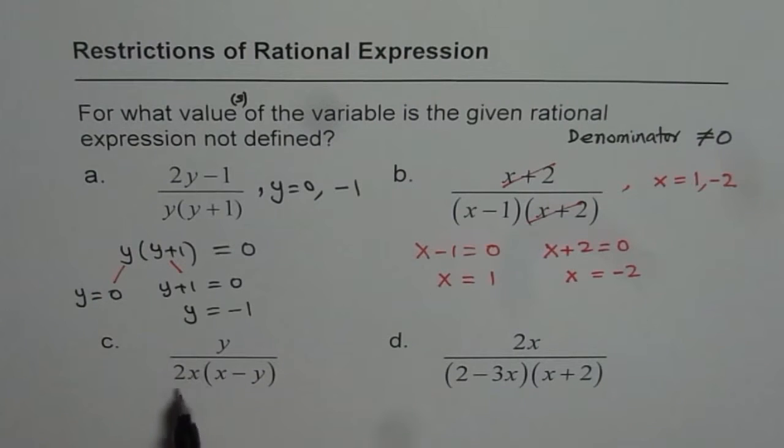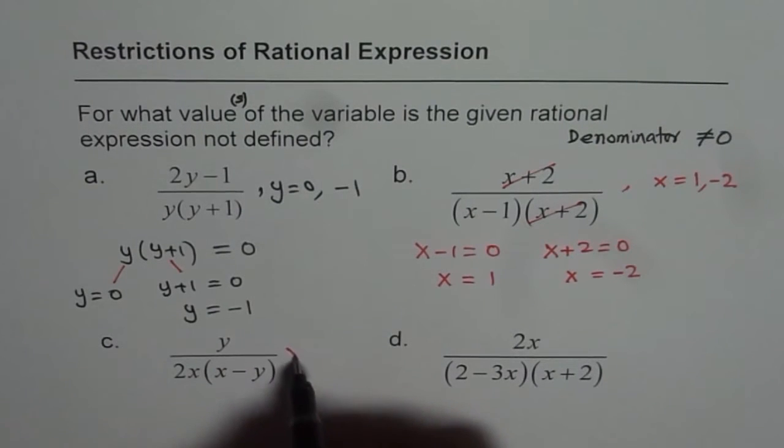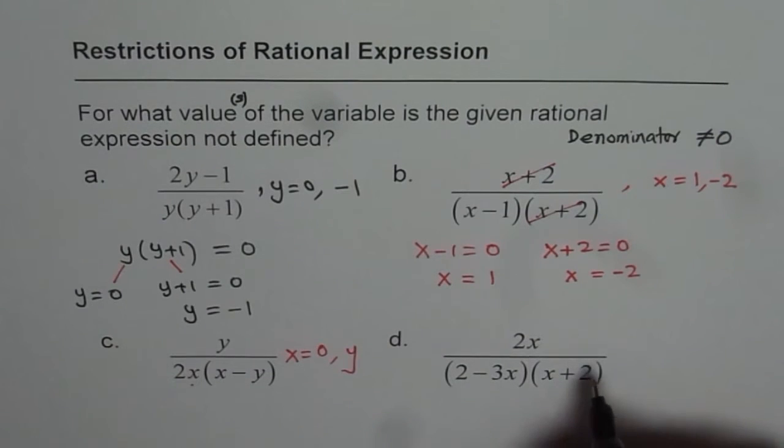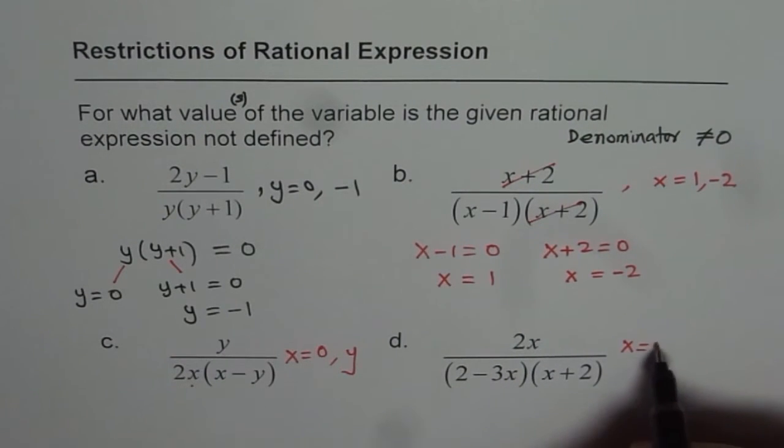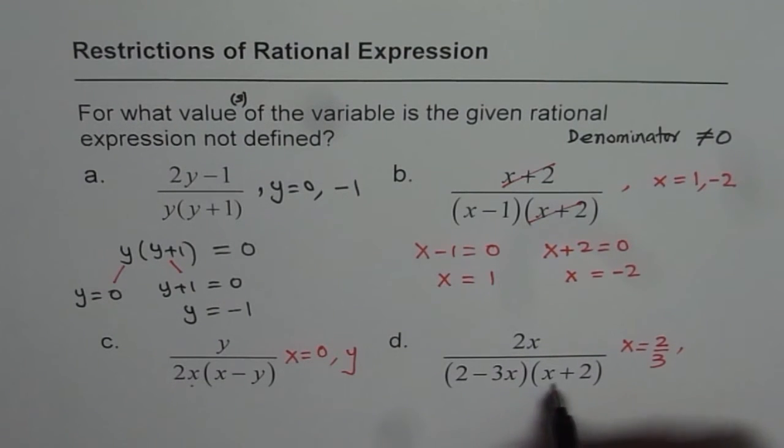So we have y over 2x times x minus y, and then we have 2x divided by 2 minus 3x times x plus 2. Let me give you answers for both. Here x is equal to, this will give you 0 and this will give you y. And here the answer is x equals, we want 2, right? So we need to multiply this by 2 over 3. So if x is 2 over 3, then it is restricted, and x equals minus 2. So these are the answers for part C and D.